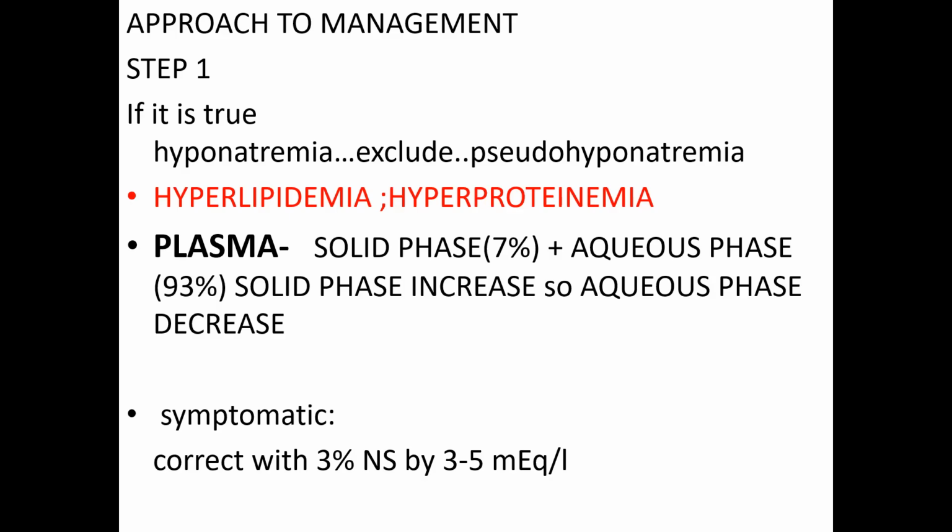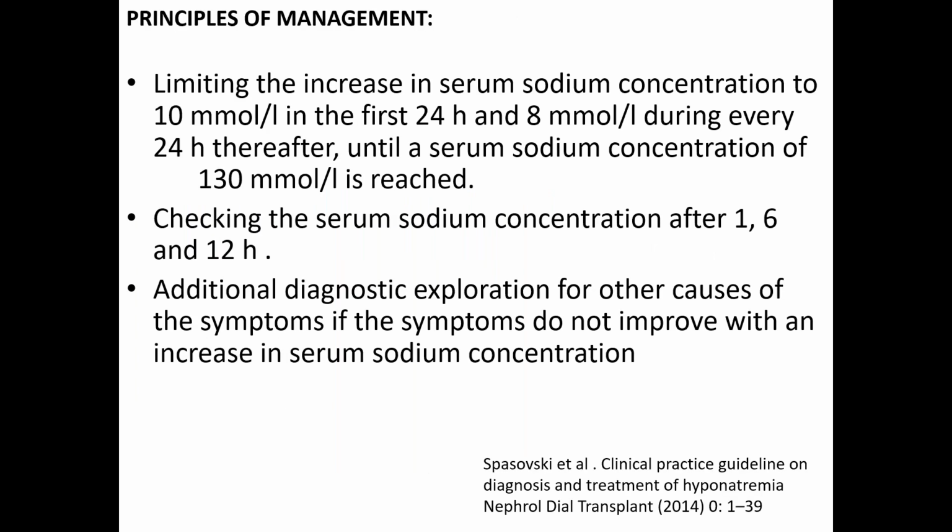So how do we manage this patient? First of all, we need to find out whether it is a true hyponatremia or not, because in conditions like diabetes mellitus, this patient can have just a readjustment of the electrolytes across the cell membrane because of the increase in the extravascular osmolarity. Similarly, in conditions like hyperproteinemia and hyperlipidemia, it can be falsely low.